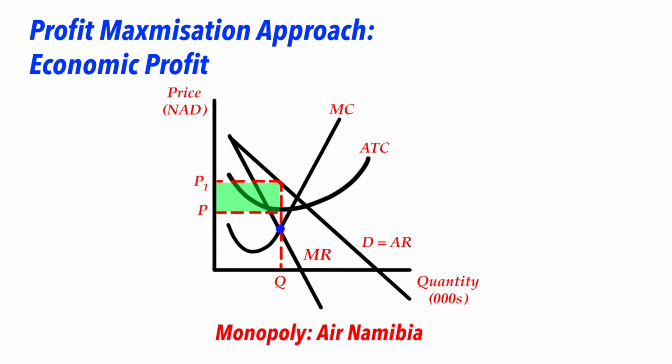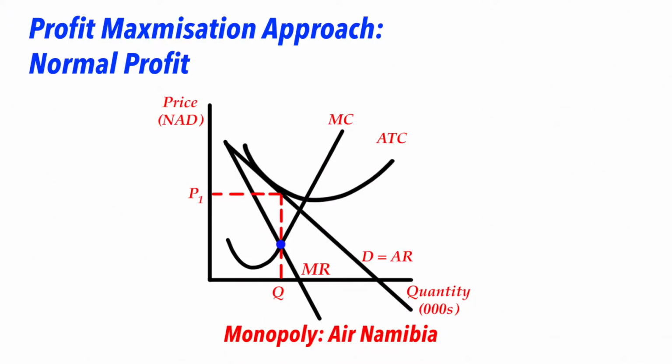Just to reiterate, this is the diagram for economic profit for Air Namibia. In terms of normal profit, this is where Air Namibia earns an economic profit of 0. Just to mention briefly, having an economic profit of 0 means that Air Namibia can still operate in the long run, because they are still covering all their average total costs. And this can be seen in the diagram.